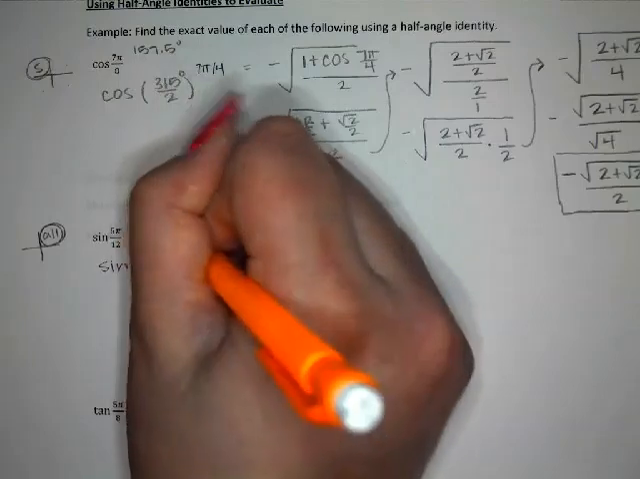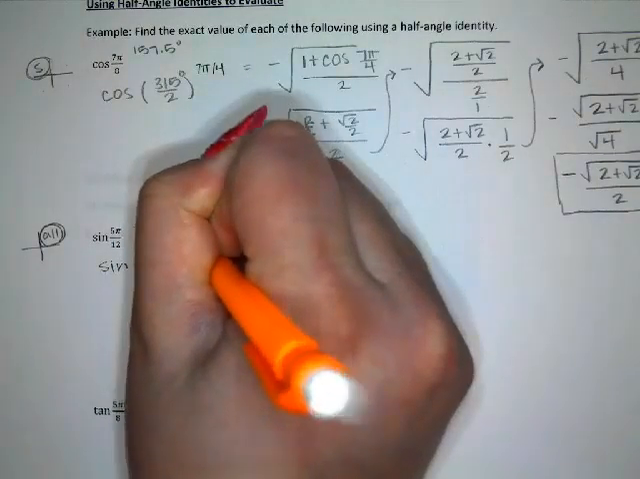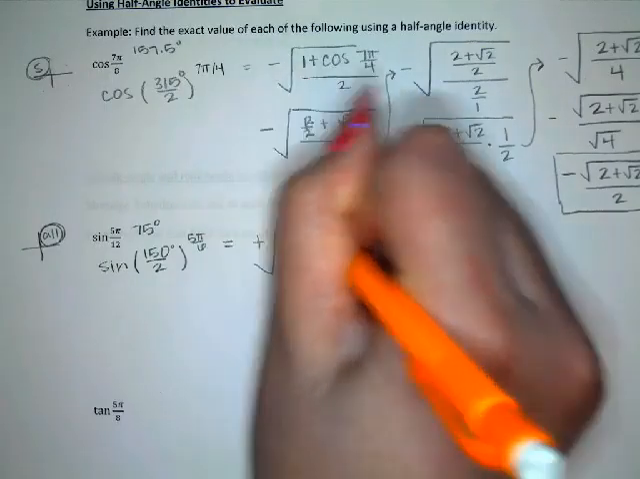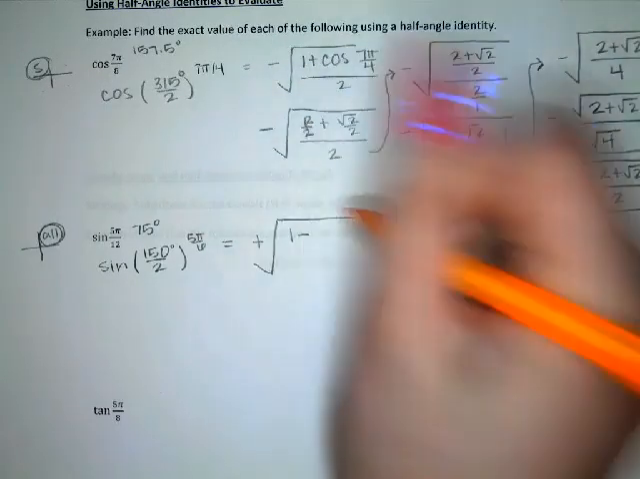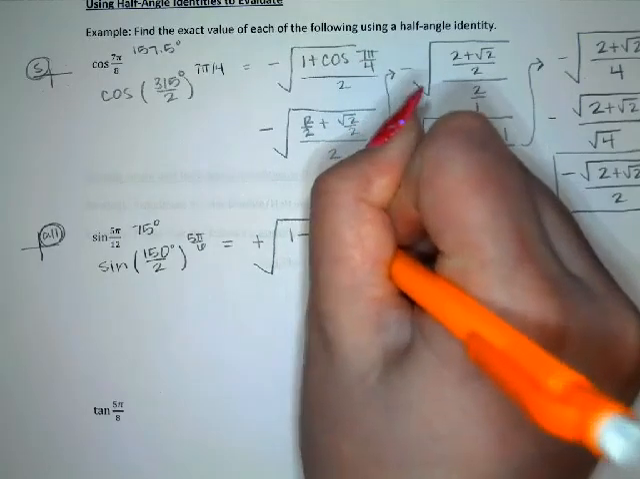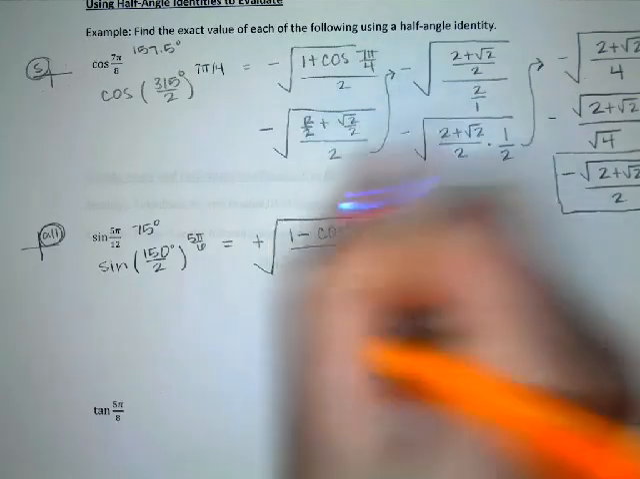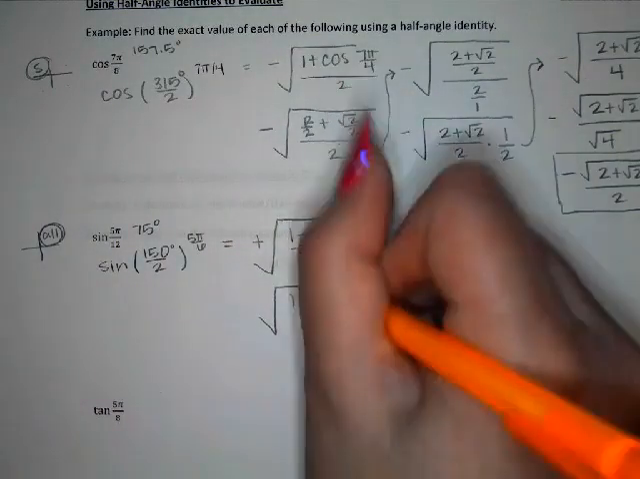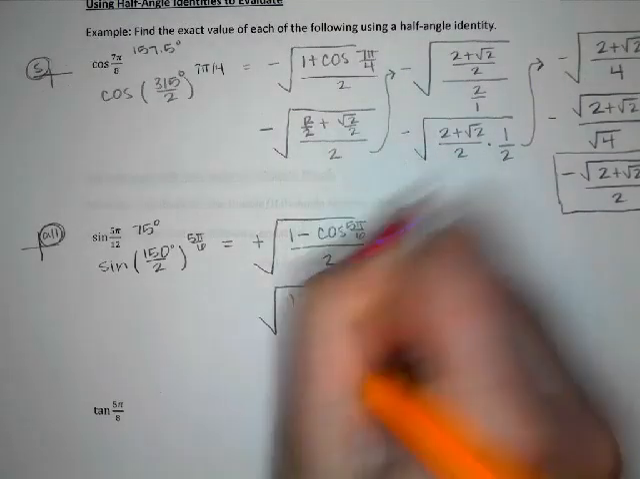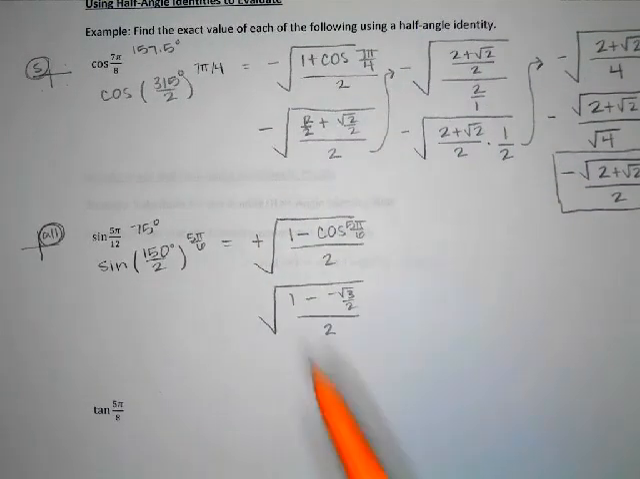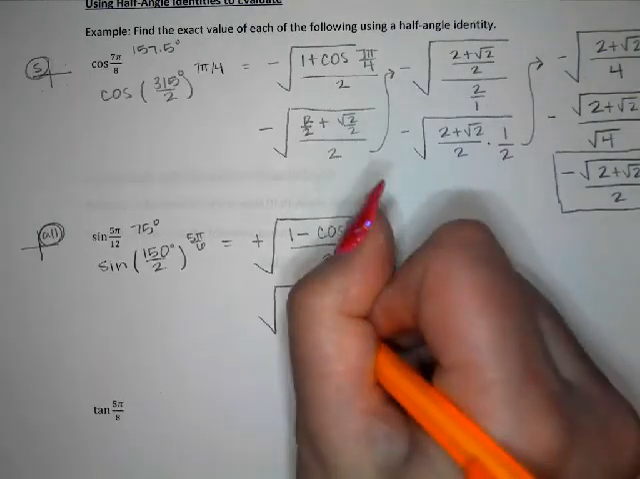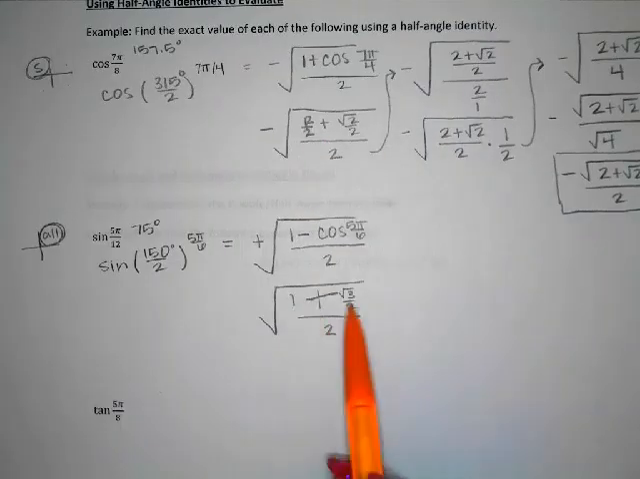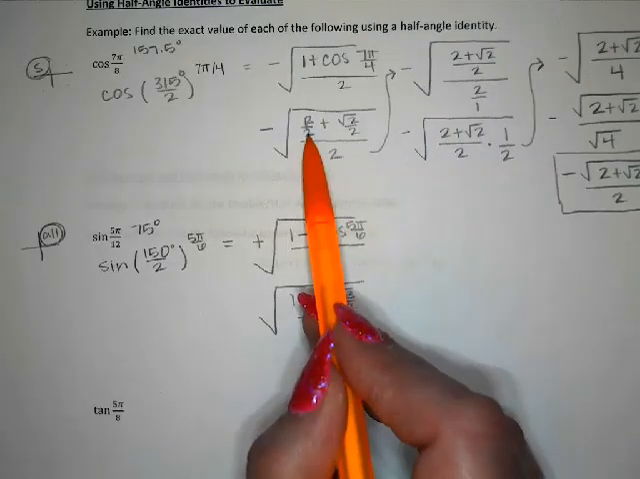Okay, so I'm going to do the positive version of the square root of (1 minus cos 5 pi over 6), over 2. 1 minus cos of 5 pi over 6, which is negative root 3 over 2, over 2. And so here I have a minus minus, which is going to make a plus. And then this 1, just like we did up here, we need to combine these two fractions. And so we're going to get a common denominator by taking the 1 and writing it as 2 over 2.